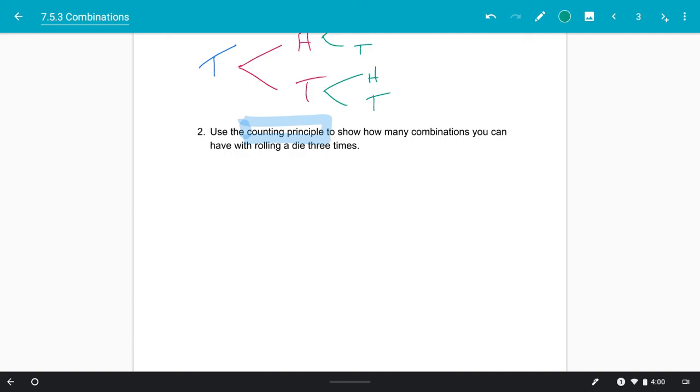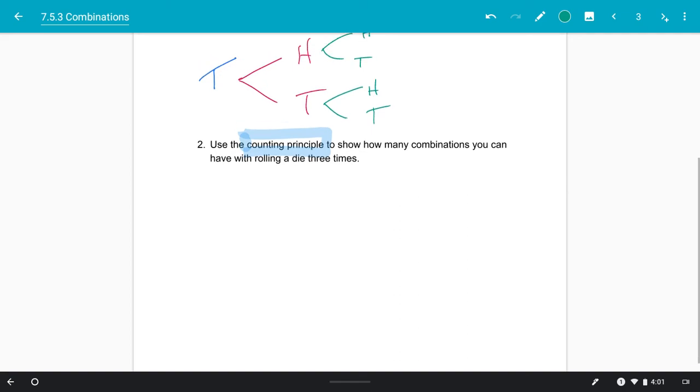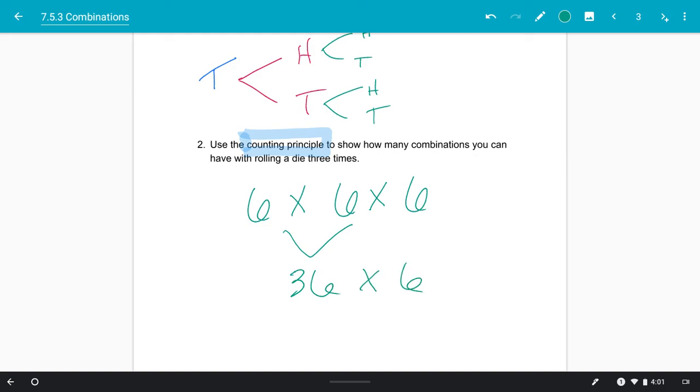So do I want to list those out and then have to do another set of 6 branches off of my 6 first pieces, and then another set of 6 branches? No, that sounds terrible. This would be definitely a time to use the counting principle. So on my first roll, I could have 6 possible outcomes. On the second roll, I could have 6 possible outcomes. And then again on the third roll, I could have 6 possible outcomes. So how many combinations could we have? 6 times 6 is going to give us 36. And then we're going to multiply by 6 again to get 216 combinations.